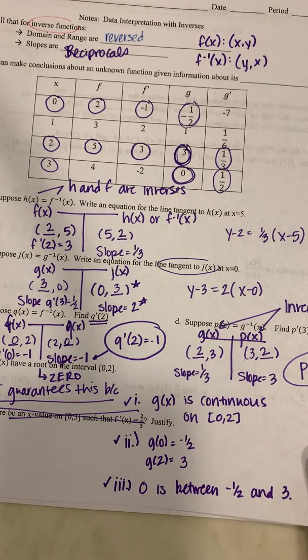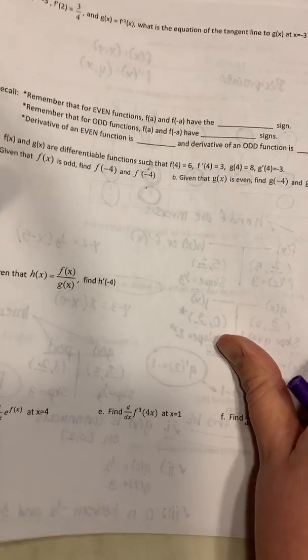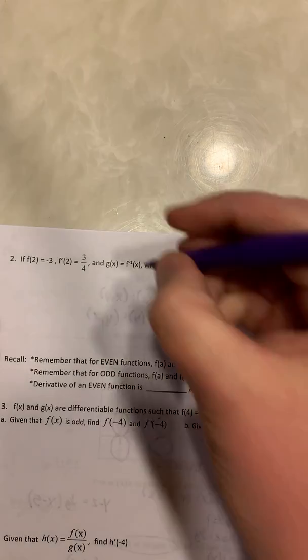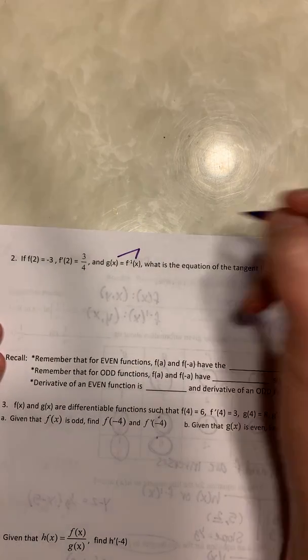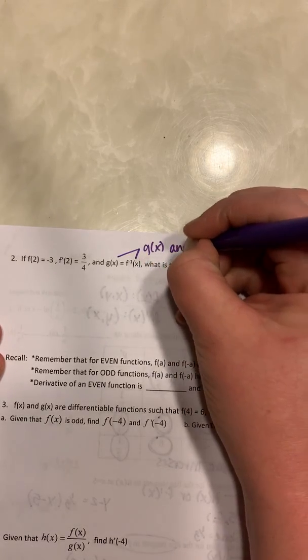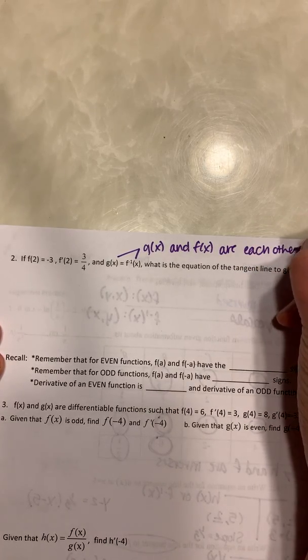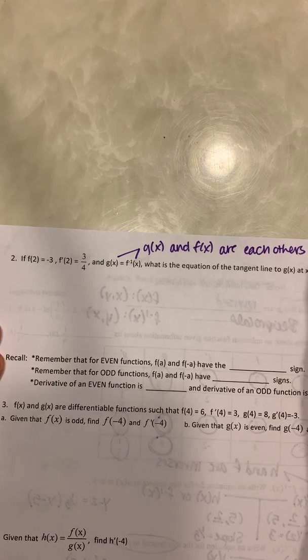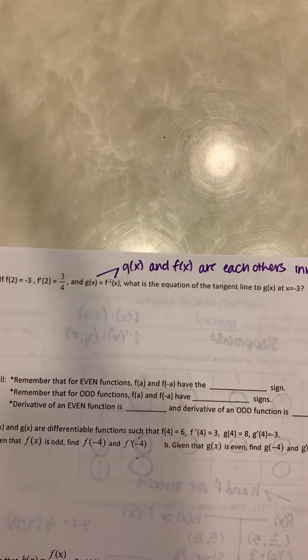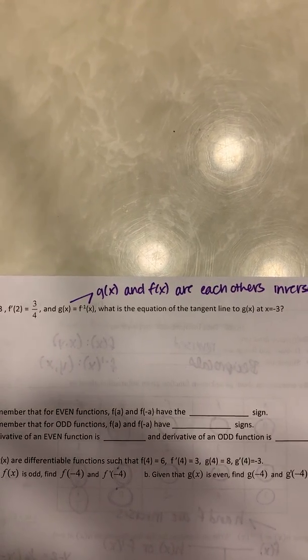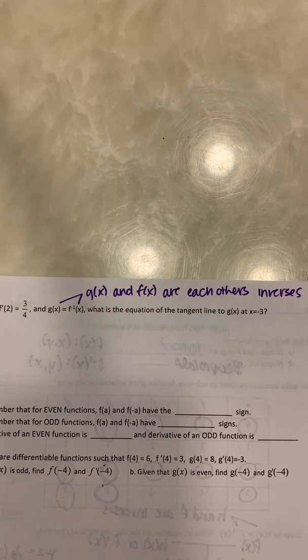Okay, flipping over here to the back side, pause it if you need to. Okay, up here we are taking a look at number 2. It says f of 2 is -3, f prime of 2 is 3/4. Then it tells you here that if g of x is f to the -1, that means that g of x and f of x are each other's inverses. Remember, that's what that means. So if they are each other's inverses, then remember that what that means is that their ordered pairs are backwards. Okay, and then it also means that their slopes are reciprocals.